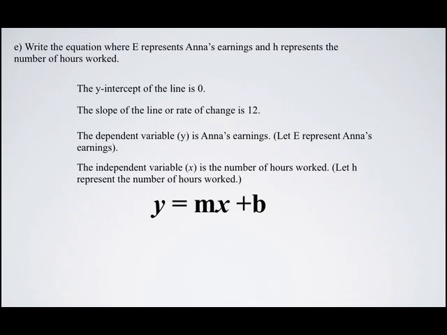Our line is going to be defined in the format y equals mx plus b. Remember, this is slope y-intercept form. Except instead of the regular dependent variable y, we're going to substitute E. Our slope we've calculated as the slope of the line, or the rate of change, or the first differences, of 12. Instead of our independent variable x, we're going to substitute our variable that we've chosen, H. And our y-intercept is 0, so we don't have to write plus 0. We're actually finished with our equation here.